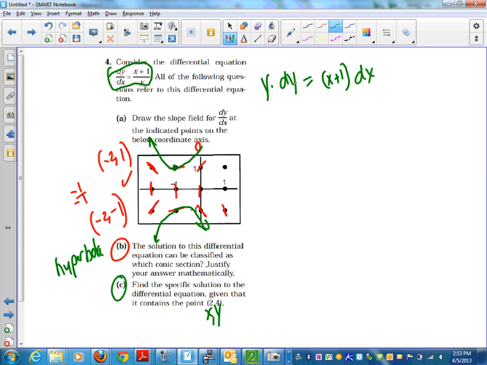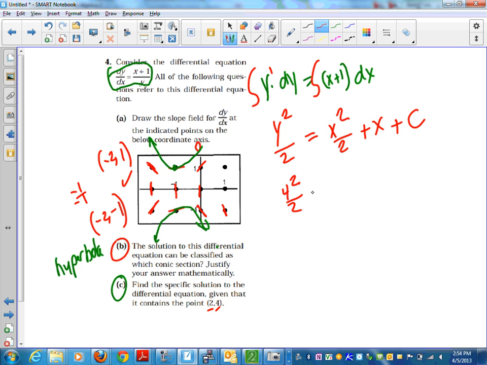So we take the integral of both sides, and we get, that's y to the first, so we have y squared over 2. And over here we get x squared over 2 plus x plus some constant. Okay, since it doesn't really matter when we fix the constant, let's just fix it right now. So x is 2 and y is 4. So we have 4 squared over 2 equals 2 squared over 2 plus 2 plus C.